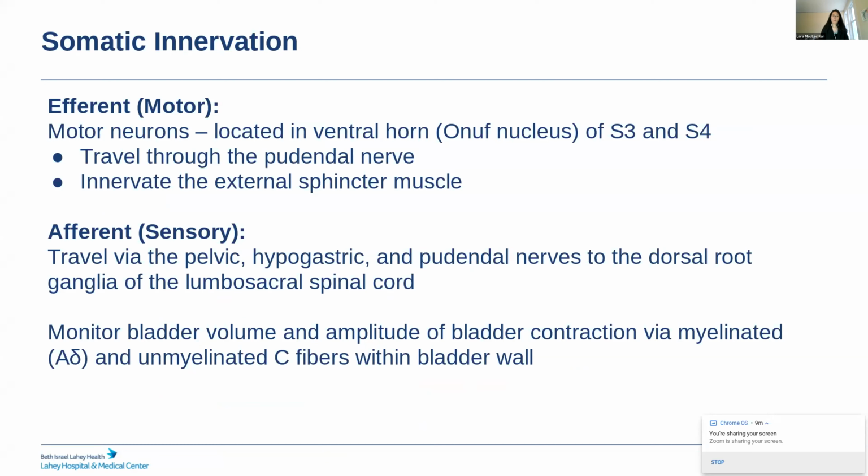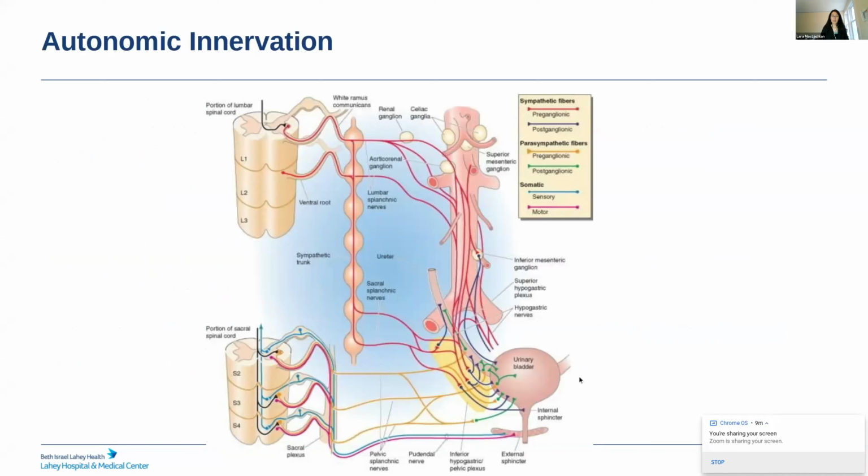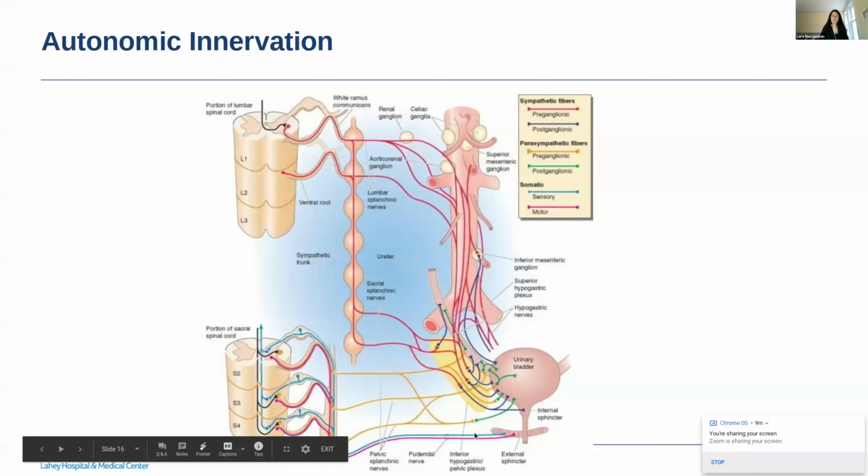In your sensory pathway or afferent pathway, you'll have neurons that travel via the pelvic, hypogastric, and pudendal nerves to the dorsal root ganglia of the lumbosacral spinal cord. Those neurons will monitor bladder volume and amplitude of bladder contraction via both myelinated, which would be A delta, and unmyelinated C fibers within the bladder wall. And so again, in this picture, for the somatics, the sensory is this lighter blue coming from the sphincter muscle, as well as the motor neuron here, which is the red going to the sphincter muscle, sorry.